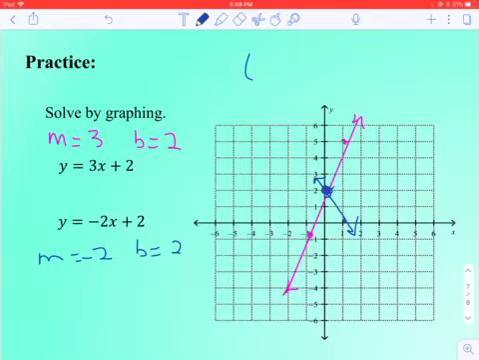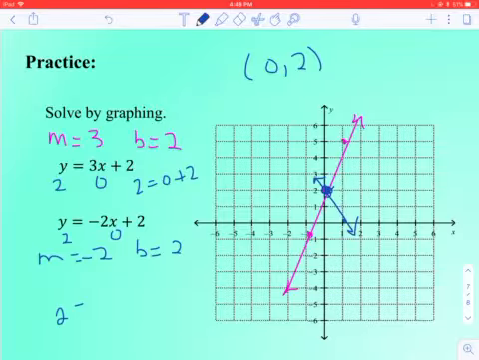My solution is going to be 0, 2. And I could prove that it's true. I have 0 for x, 2 for y. So 2 equals 0 plus 2. And if I put 0 for x and 2 for y, I get 2 is equal to 0 plus 2. So that's my correct solution.